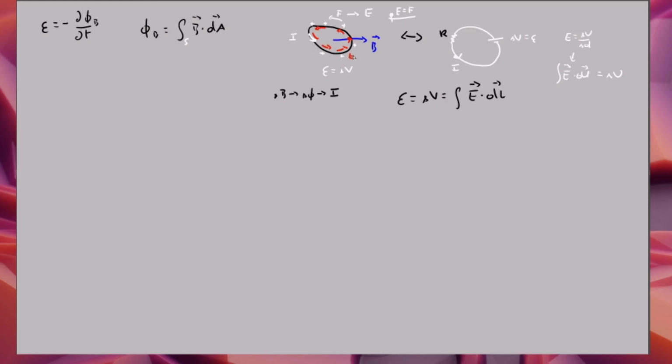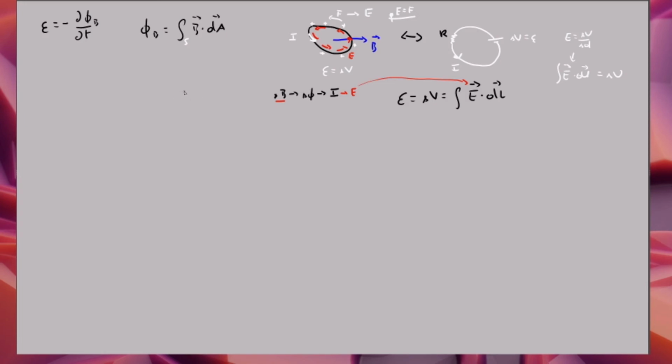Perhaps for the first time you see that a changing magnetic field gives rise to an electric field. There's an electric field present, and this is the electric field that shows up in this equation here. All right, if it made sense, great. If it didn't, then I guess it didn't.